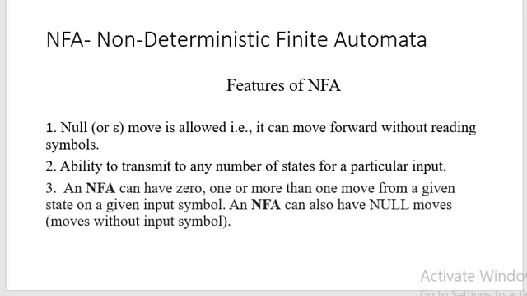What is non-deterministic finite automata? Here the null move is allowed, with the ability to transit to many states for a particular input. That is, an NFA can have 0, one or more than one move from a given state on a given input symbol. And an NFA can also have null moves, that is, moves without an input symbol.